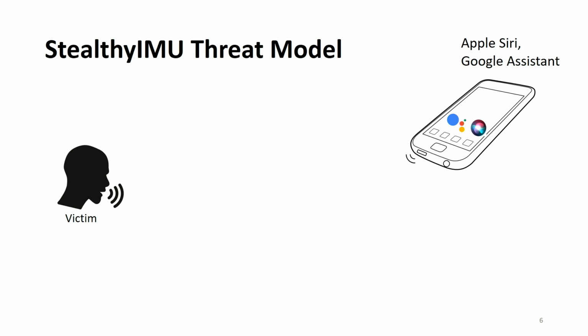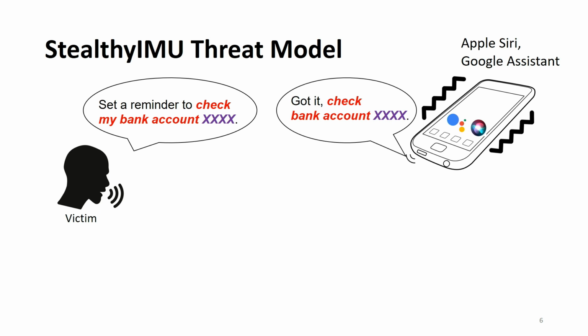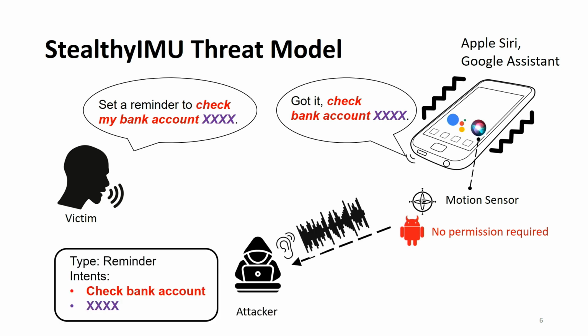So let's take a more detailed example of this kind of threat model. Suppose the victim issues a voice command like, set a reminder to check my bank account. Then your voice assistant, like Apple Siri or Google Assistant, will reply, got it, check my bank account. And if the motion sensor can capture this reply, then the attacker can get the type of the command and also the intent of your command, like check your bank account.